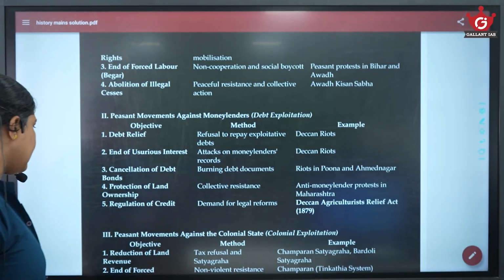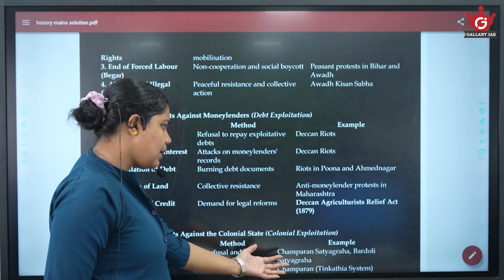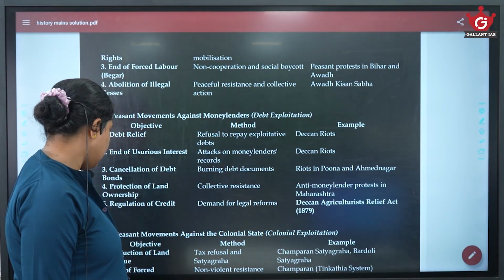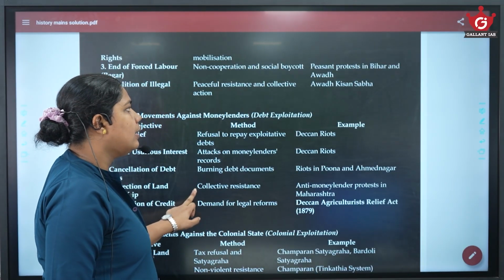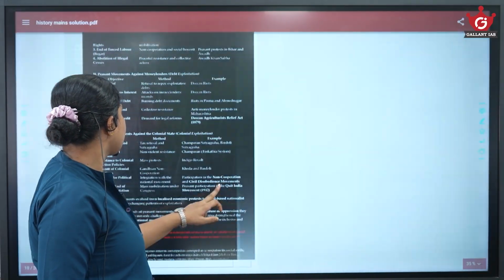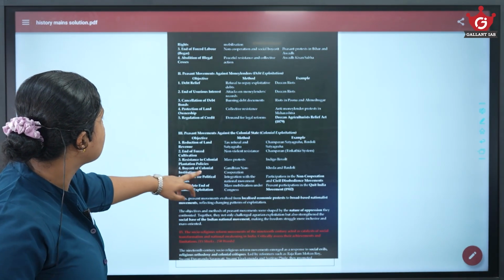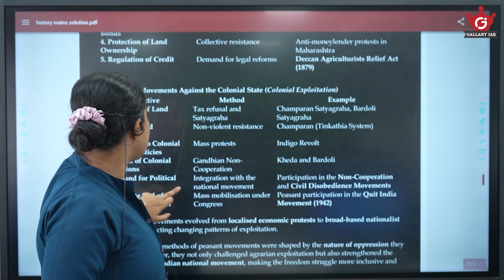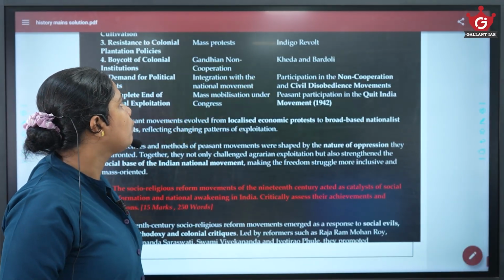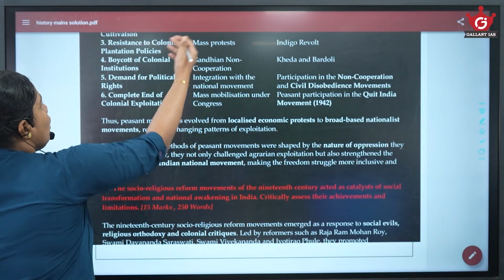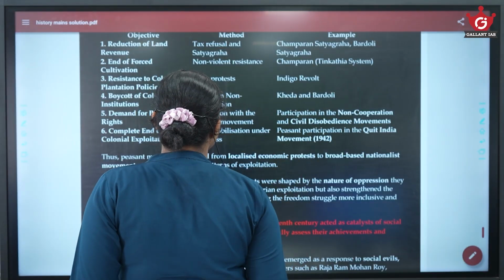Next is against the colonial state. You can mention tax refusal, for example Champaran Satyagraha, Bardoli Satyagraha. Then non-violent resistance, you can mention Champaran, the Tinkathia system. Okay, then resistance to colonial policies, like they were having mass protests. Okay, you can mention the Indigo revolt. Then Gandhian non-cooperation they were using against the colonial state. You can mention Kheda.